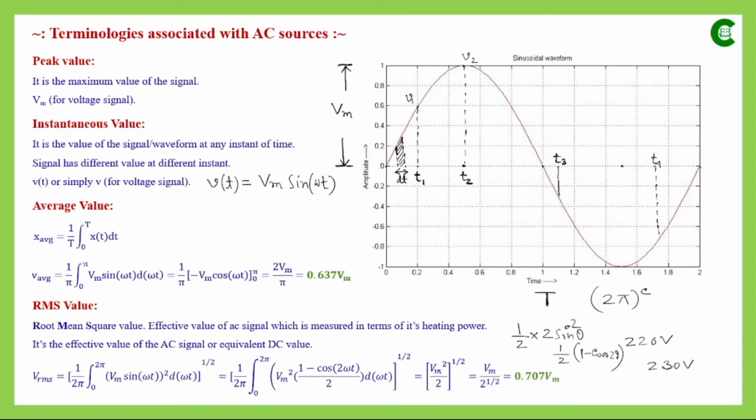So finally it will be Vm divided by square root of 2, and square root of 2 means 1.414. So finally it will be 0.707 Vm for a sinusoidal signal. For other signals, they will have different values.